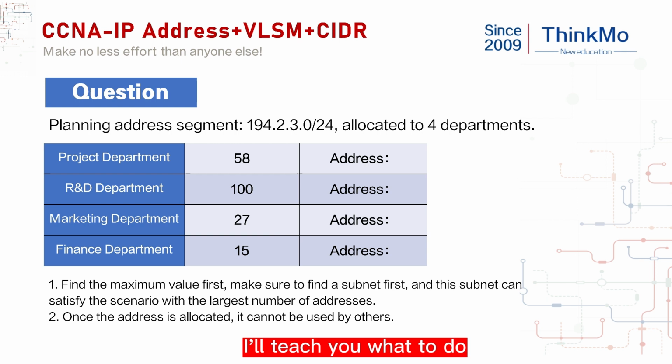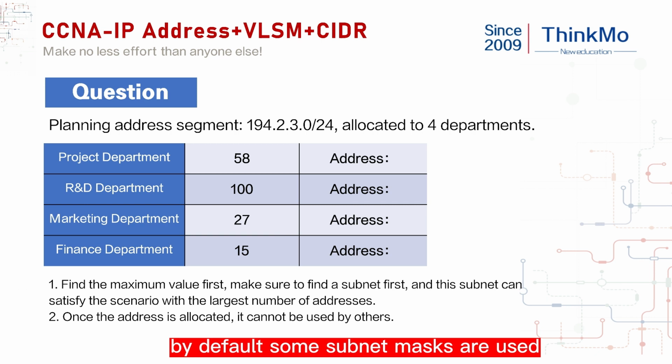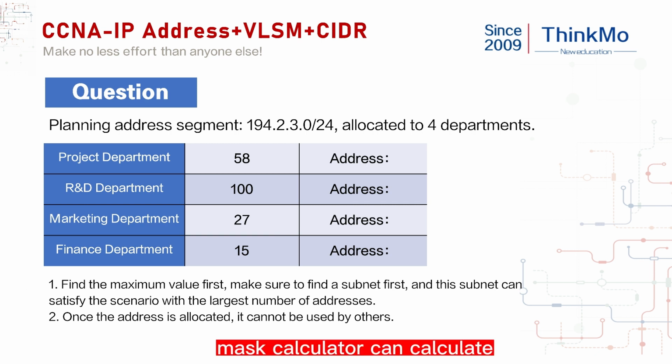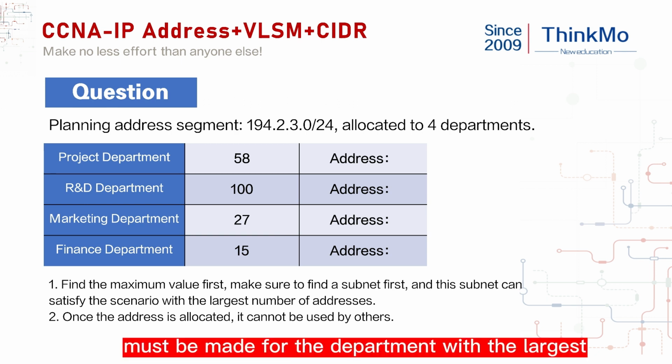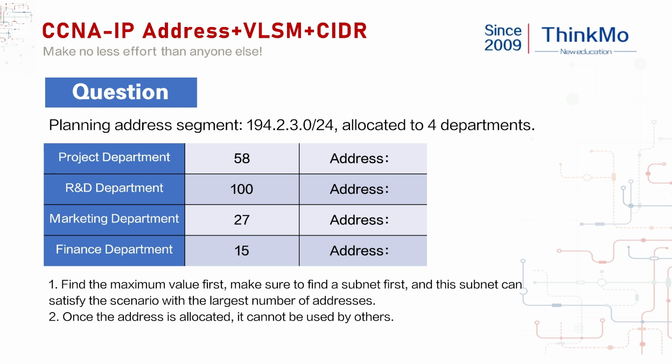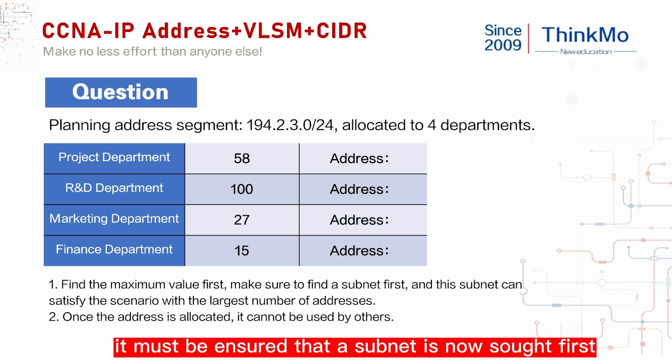First, I'll teach you what to do when you're doing something like this. In fact, in the future when really planning the project, by default some subnet masks are used. A mask calculator can calculate. But let's follow the normal way of planning. When you do address planning, planning must be made for the department with the largest number of people. That is, find a maximum value.